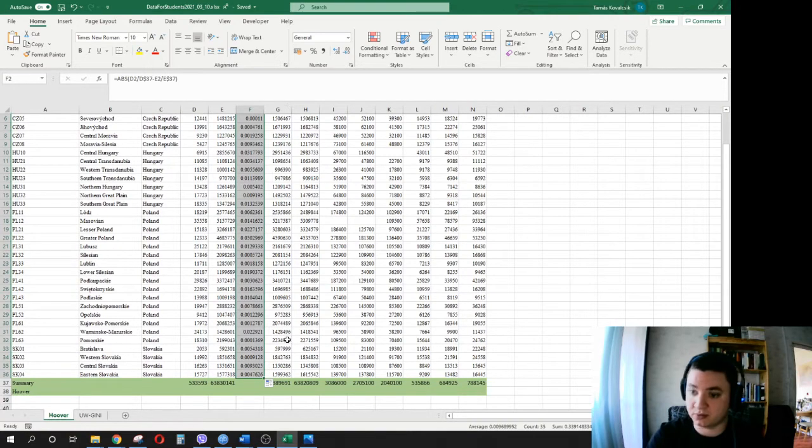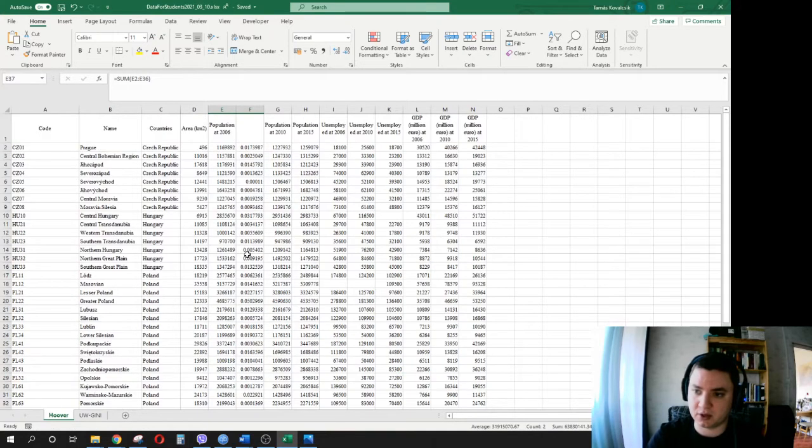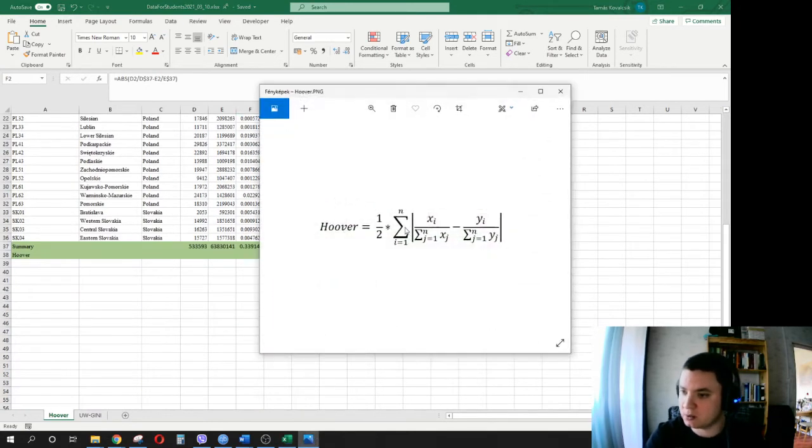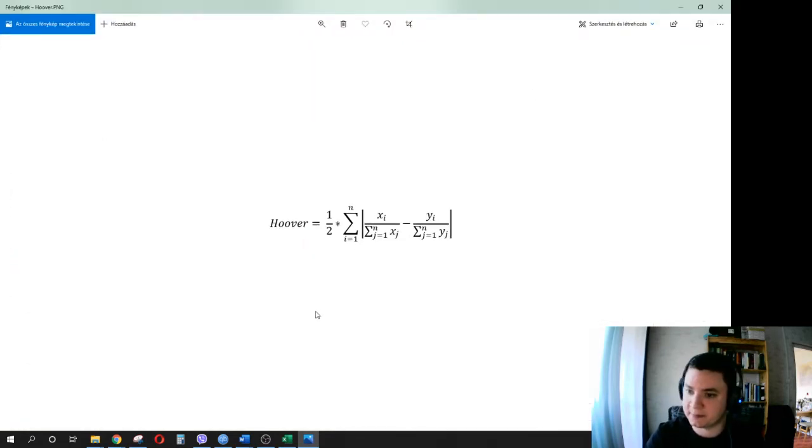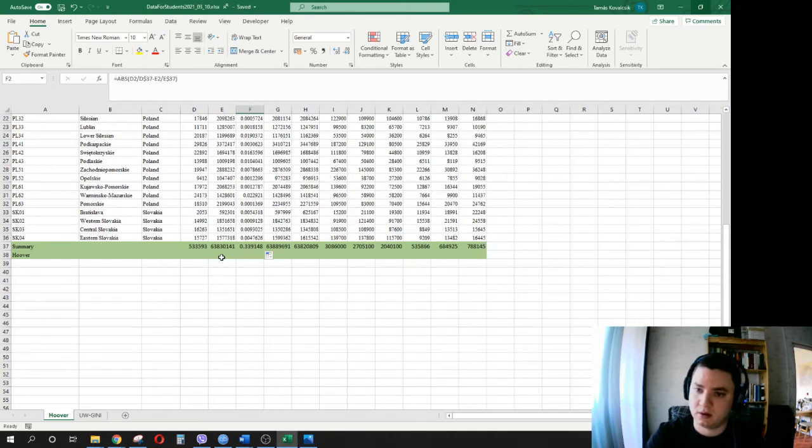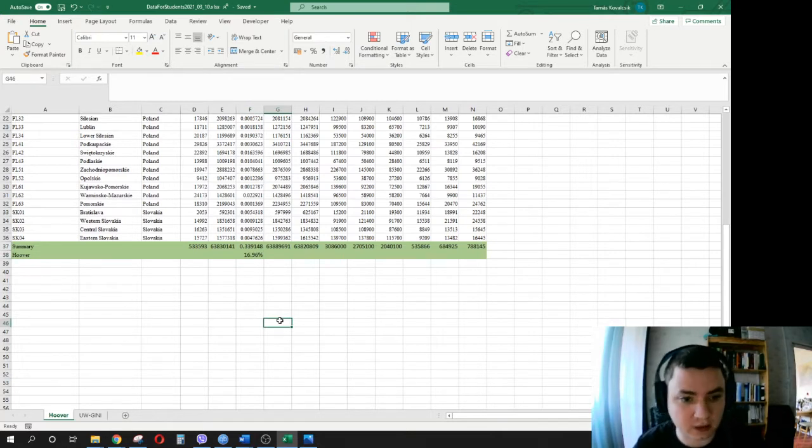Okay, and the calculation is automatic for all of these, and we make the summary of these numbers and these differences as well, because in the formula we use the summation sign. And just for the Hoover we have to divide by 2, and if you use the percentage form, you can read your number very well.